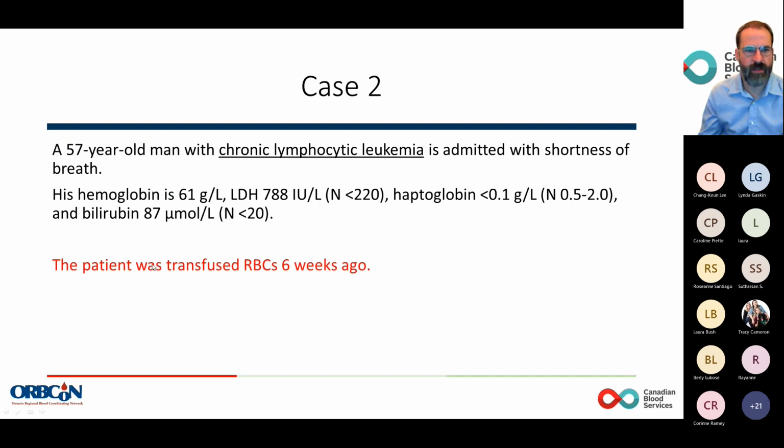So I'll pause there to see if there are any questions about that case before we go on to case 2. Yeah, we do have a question. Would you provide hemoglobin S screened units?